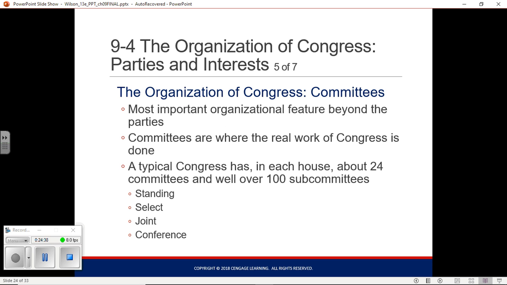Now, we will get more into this, but committees. This is where the rubber meets the road in Congress. The most important feature of Congress, outside of the political parties themselves, are the committees. Chairmanship of these committees and subcommittees is where most of the power lies in Congress.